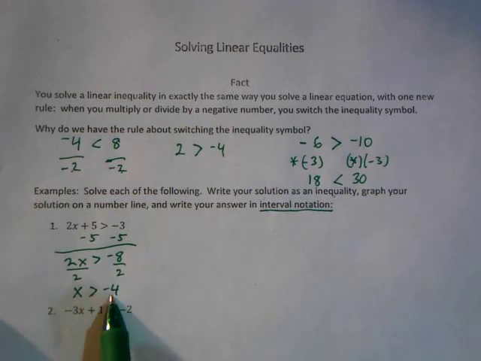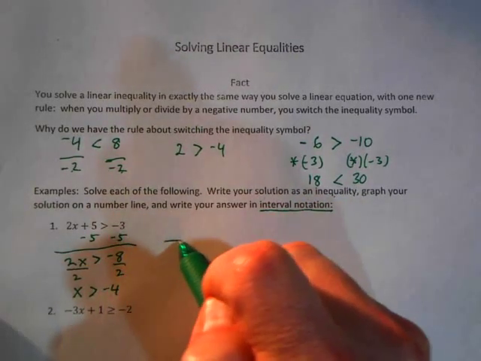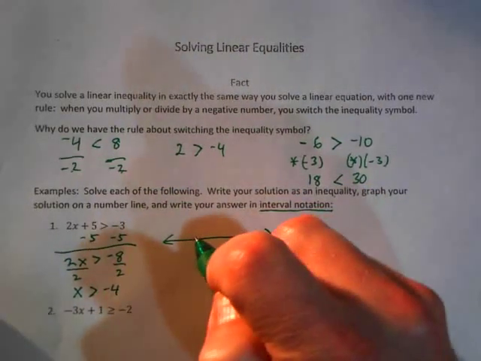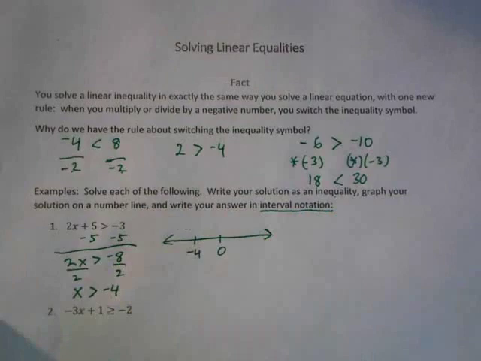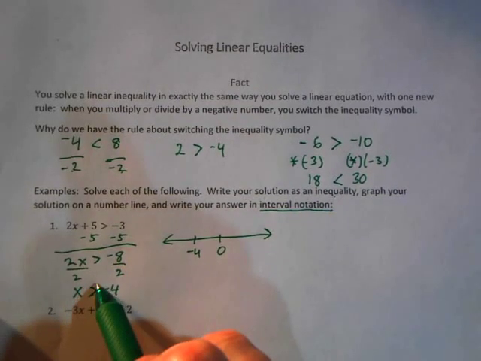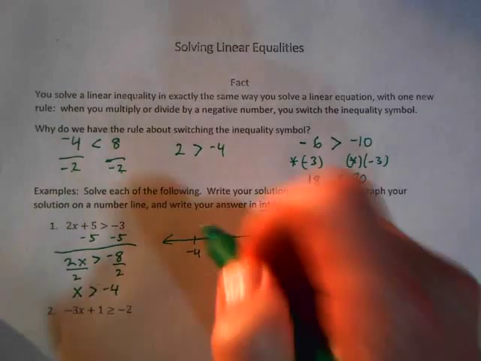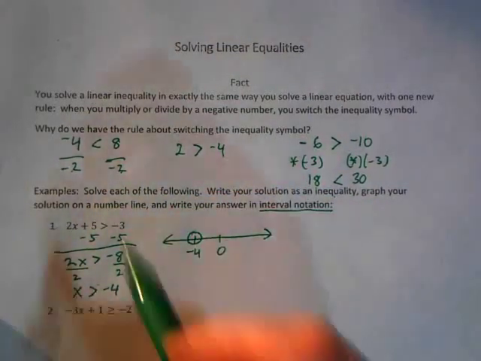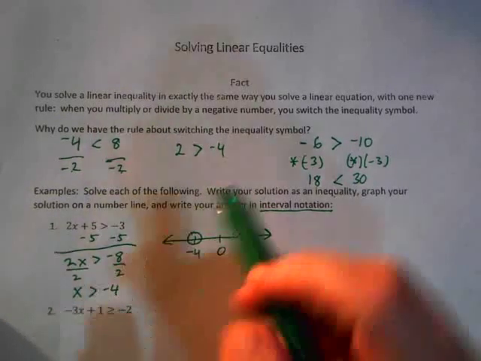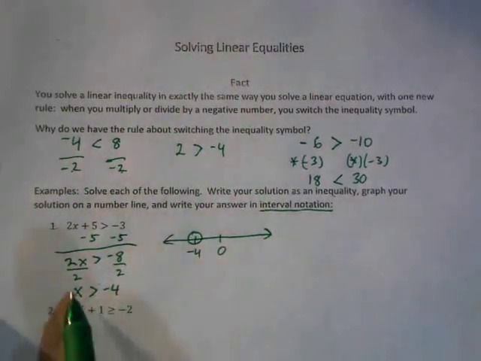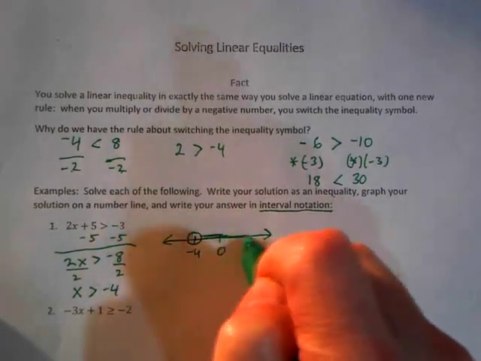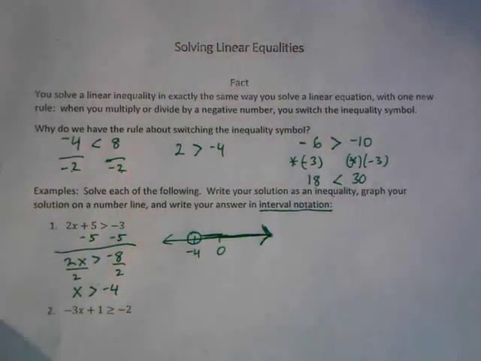X greater than -4. Draw it on a number line. Your number lines do not need to be anything very fancy. There's -4. There's 0, for example. And the way we do this, since we have just a greater than sign, we put a circle right there. If we had greater than or equal to, we would put a dot. And then we want x to be numbers bigger than -4. Since it's bigger than -4, we shade to the right.